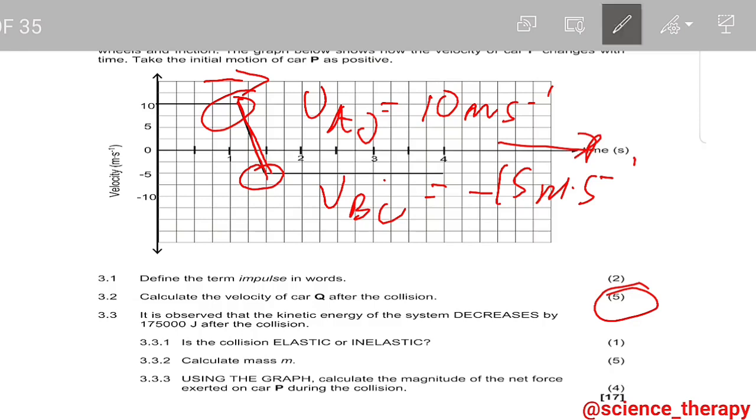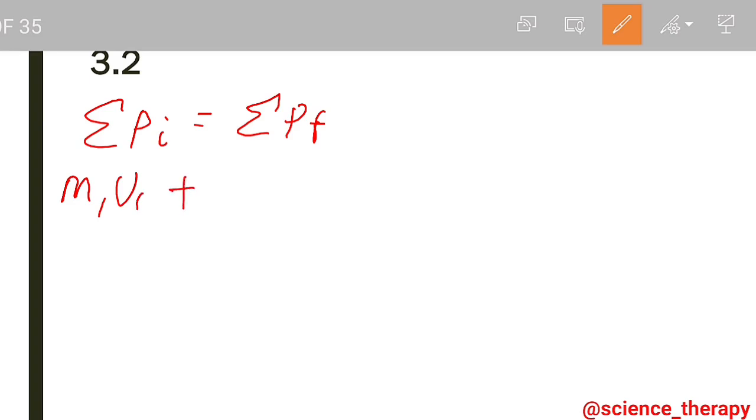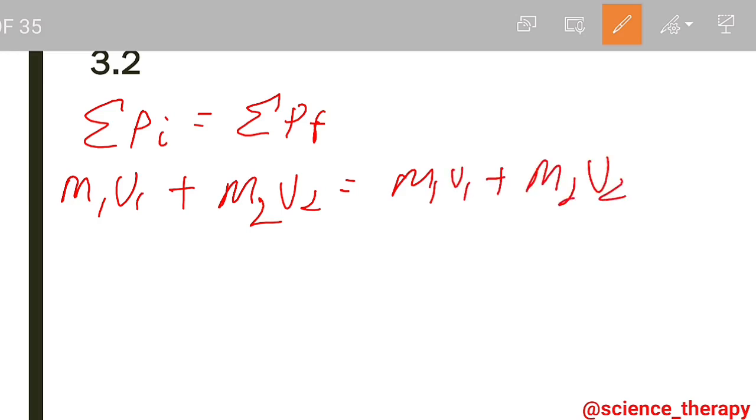So now let's get to 3.2. For 3.2, we say sum of momentum initially is equal to sum of momentum final. So we have M1 V1 plus M2 V2, then M1 V1 plus M2 V2. So we can see the objects are separate, right? So that's why we have formulas like that. Then what is mass 1?